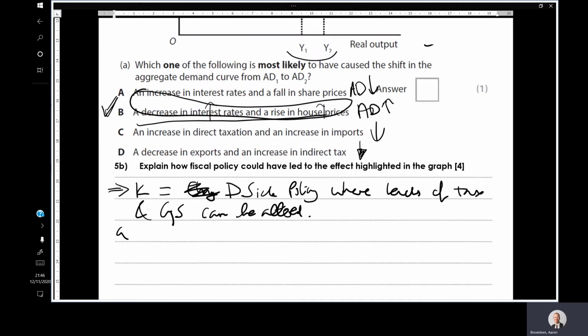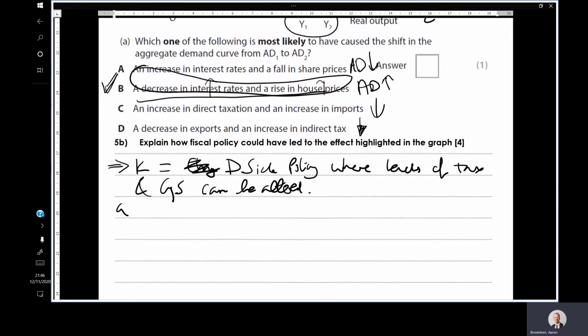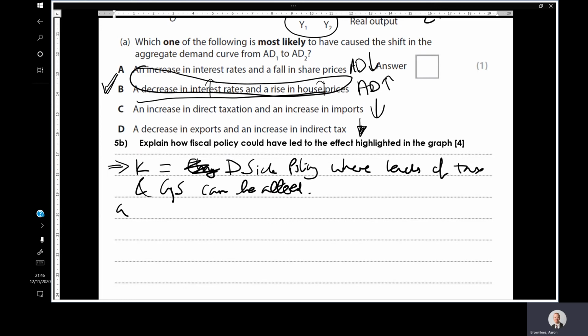A mark, well, you've got an increase in AD, but also an increase in real output. If you're linking this to fiscal policy, you want to be talking about specific taxes. So a reduction in the direct tax of income tax, or an increase in government spending on current areas such as public sector wages.